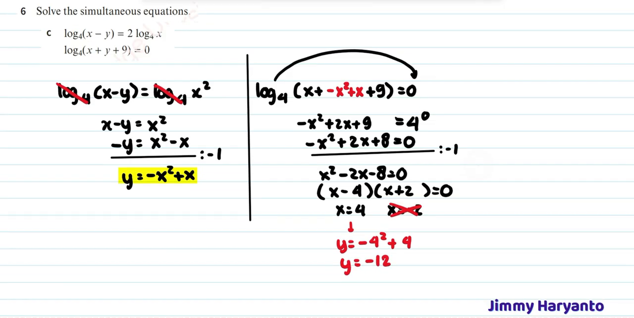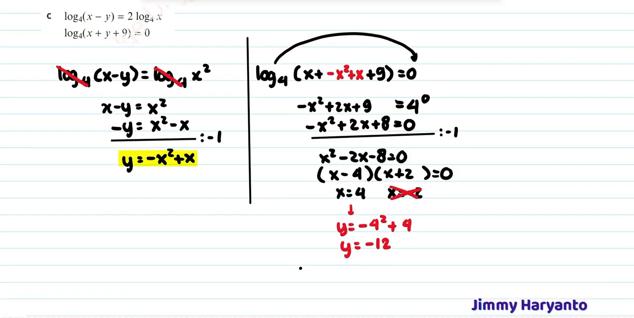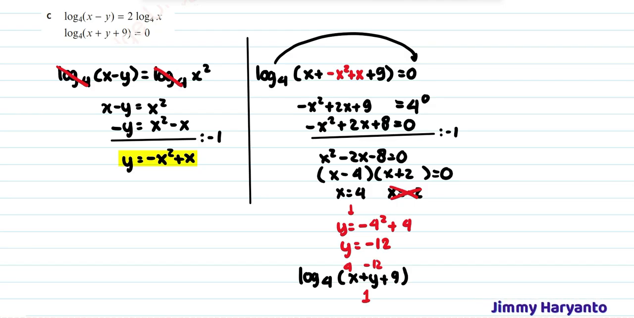Okay, let's try to check our answers, like x minus y. If I input the 4 into the x and the y is -12, it will give us greater than 0. That means for this one it's correct. How about the x plus y plus 9? The x equals 4, the y equals -12. This one will be 1, yeah, 1 is greater than 0, so this one is okay. That means x equals 4, y equals -12.